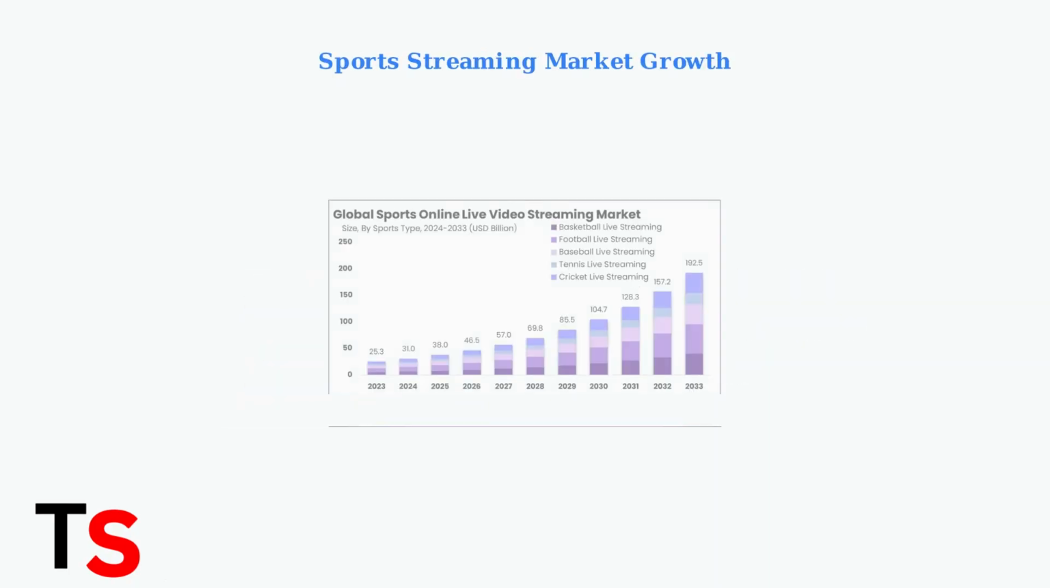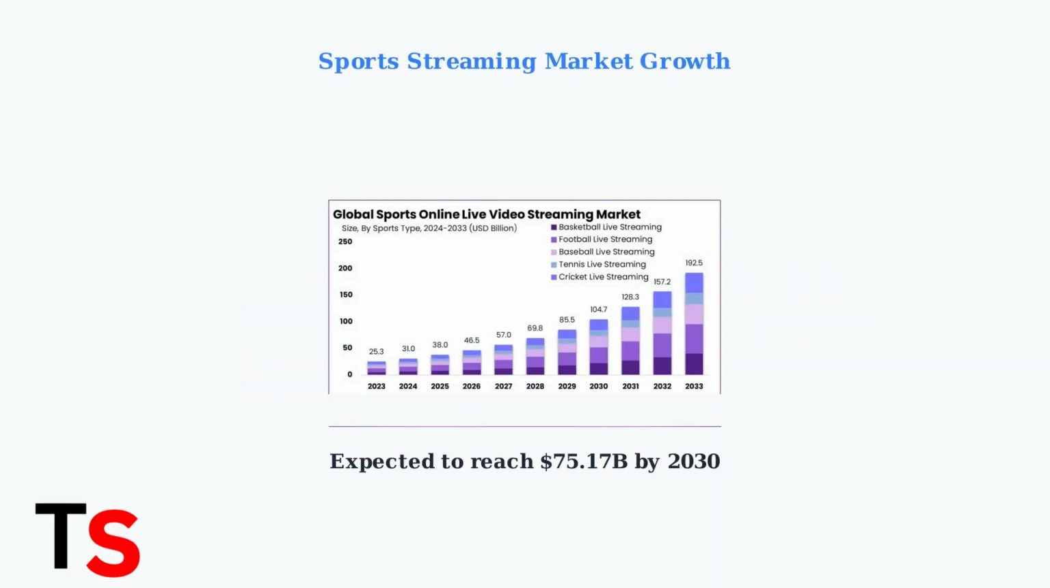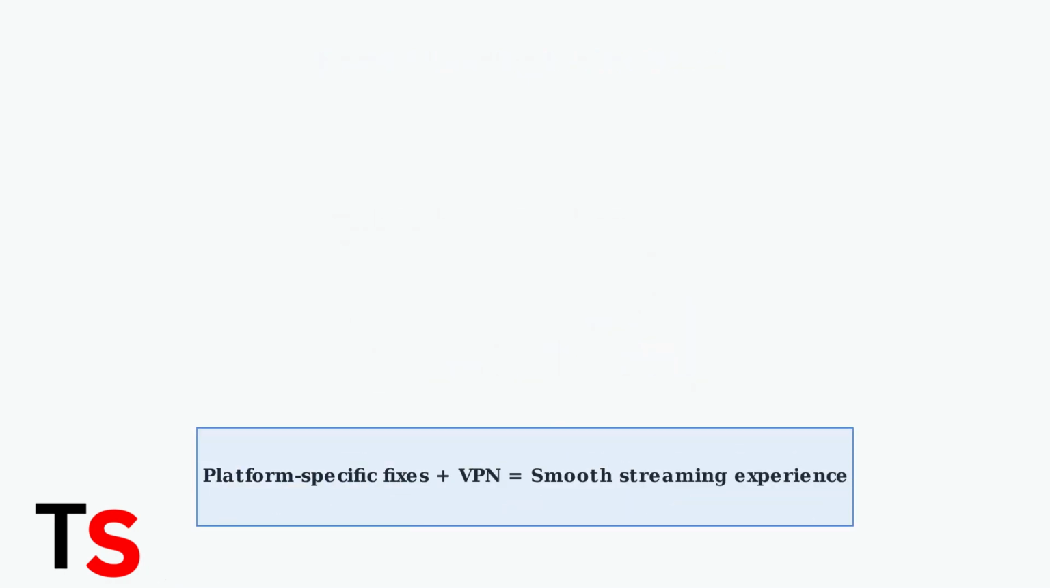The importance of these solutions becomes clear when considering the massive growth in sports streaming. The market is projected to reach $75.17 billion by 2030, making reliable app performance crucial. By following these platform-specific troubleshooting steps and considering VPN usage, you can resolve most Dofu Sports issues and enjoy uninterrupted streaming across any device.